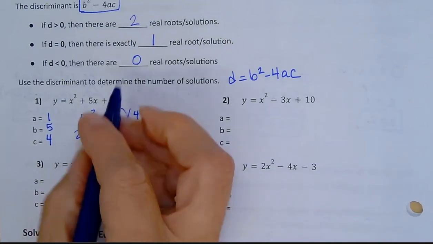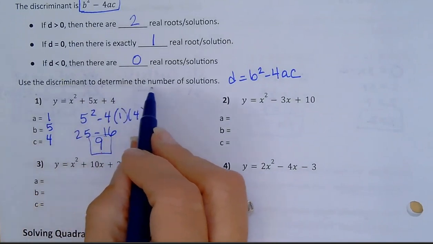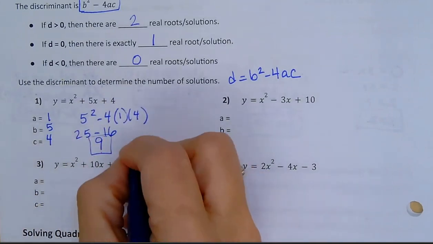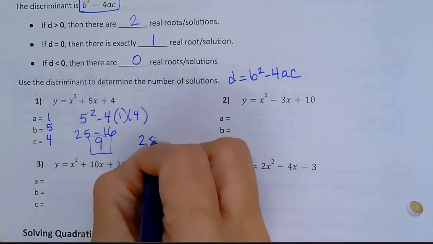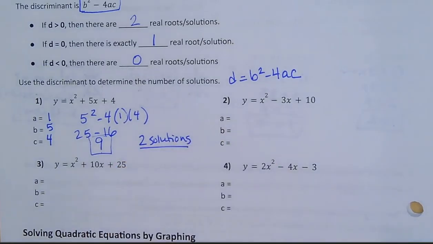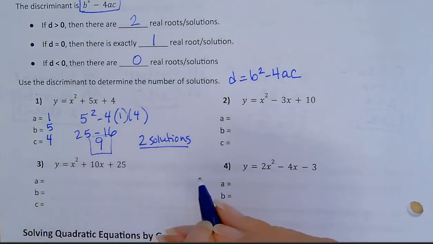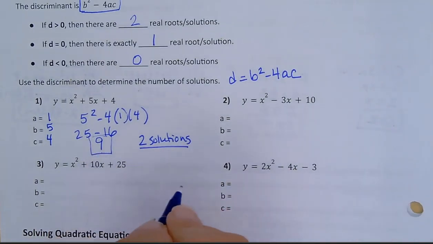So 9, it's positive, so there are 2 solutions. Okay? Use the discriminant to find the number of solutions. We're going to say 2 real solutions is what we're talking about. Okay? We don't care that the number itself that we got is 9. That doesn't have anything to do with how many solutions we have, except that it's positive. That's the only thing that we care about.